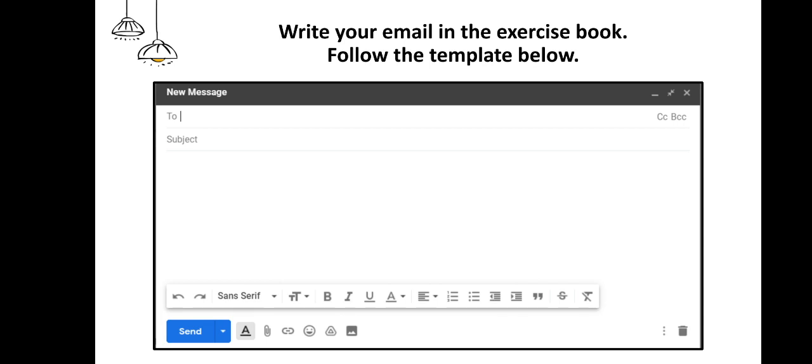Remember, you have to follow the guidelines given. Please study the slide again. If you need to repeat the video, then please do so. Make sure you understand everything. And then another thing is, make sure you submit me the two emails later. The exercises here, you have to submit me the two emails later. Make sure you write down the email in your exercise book, and then submit me the evidence of your work. Alright?